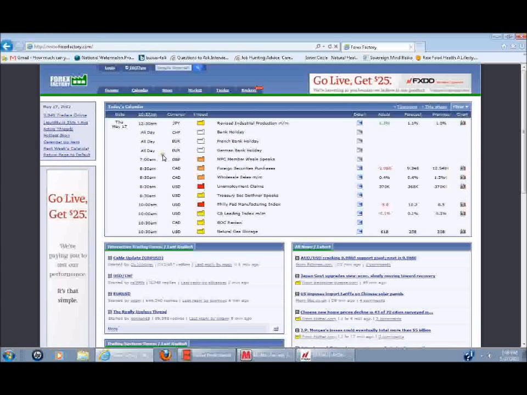Because of the news. Now remember, Facebook is coming out tomorrow. They're coming out at $38 a share. So if Facebook is coming out tomorrow, what do we expect the dollar to do? Go up. But guess what's coming out? Unemployment claims. So they expect it to be higher than it was last month.